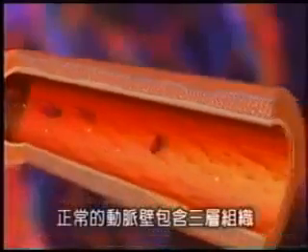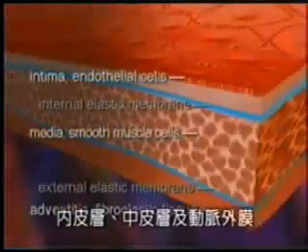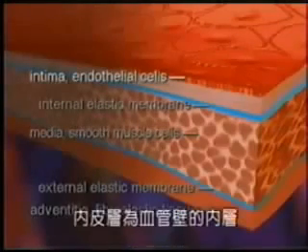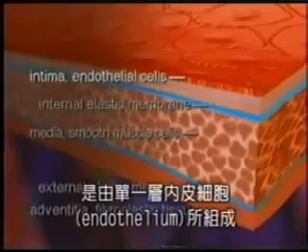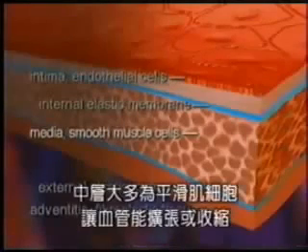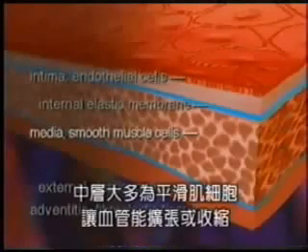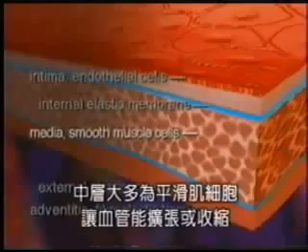The normal artery wall is composed of 3 layers: the intima, the media, and the adventitia. The intima, or inner layer, is composed of a single layer of cells called the endothelium. The media contains mostly smooth muscle cells that enable the vessel to dilate or constrict.